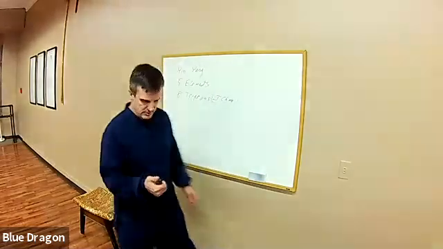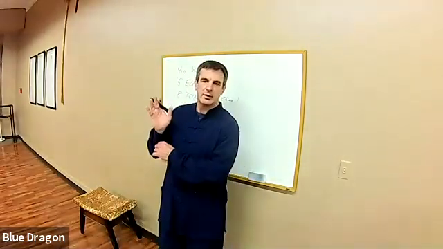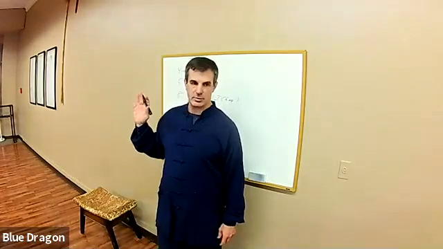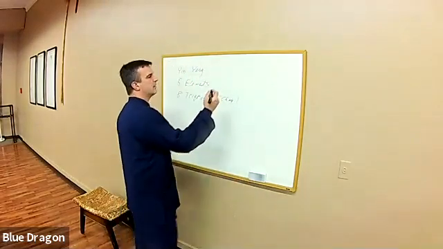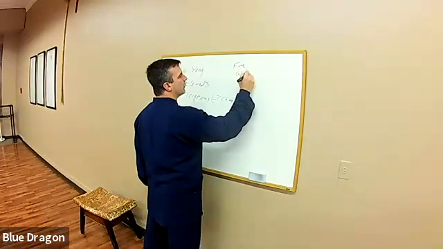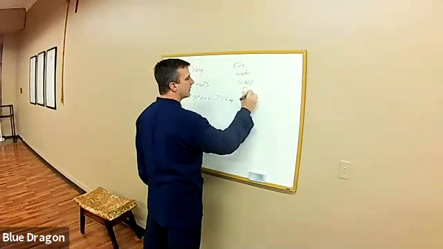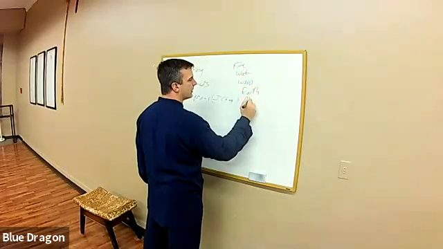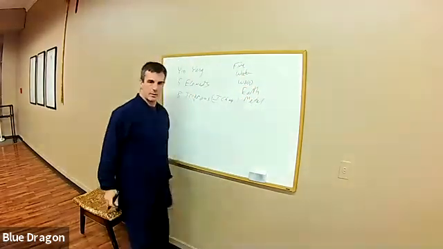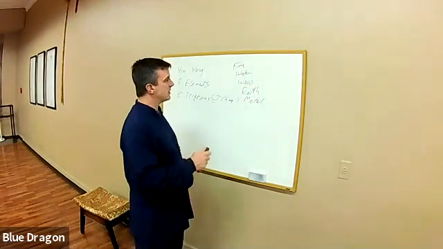Then what are the 5 elements? Raise your hand if you don't know what the 5 elements are. Everybody knows. Okay. Fire, water, wood, earth, metal. And their phases, like I said, seasons.